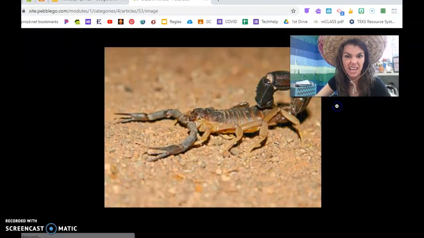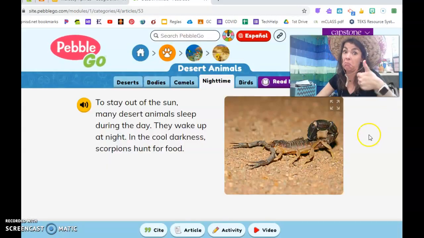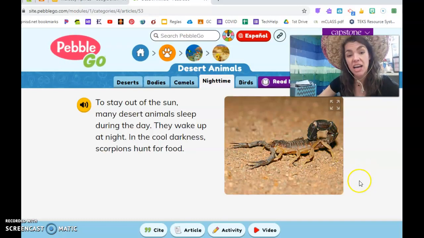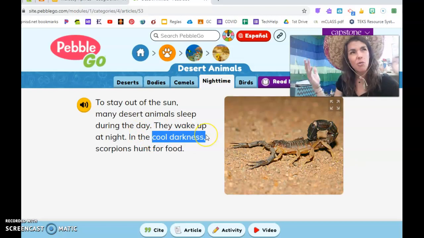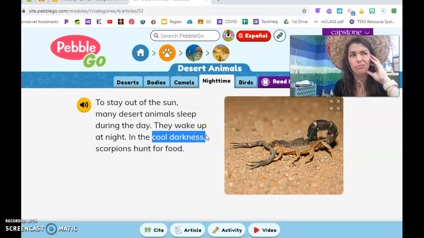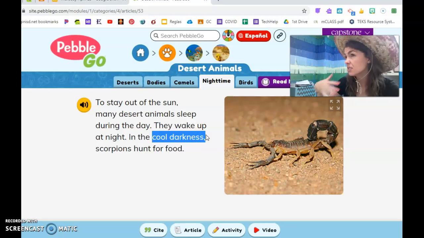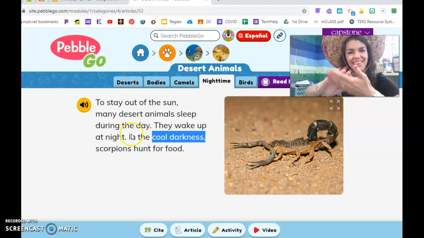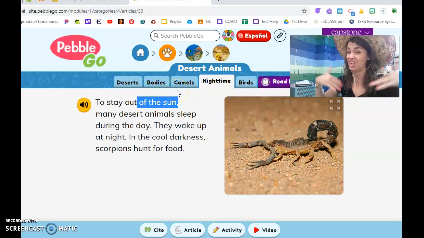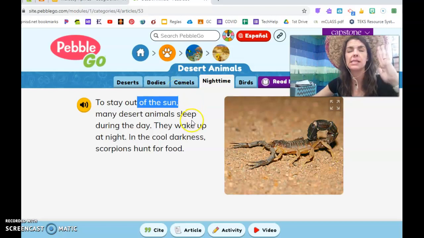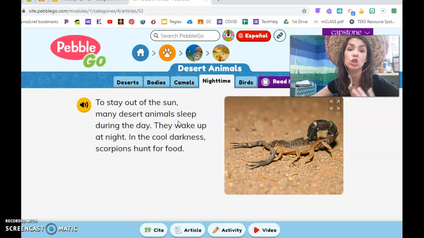Take a look. What is this thing called? Scorpions! Have you ever seen a scorpion? Now it says they are hunting for food in the cool darkness. Why do you think they don't want to hunt during the daytime? What's up in the sky that's so hot? The sun! Good job. It says that they want to stay out of the sun. They don't want the sun on their bodies. They're too hot. So they sleep in the day, and at night they're up hunting in the cool darkness.